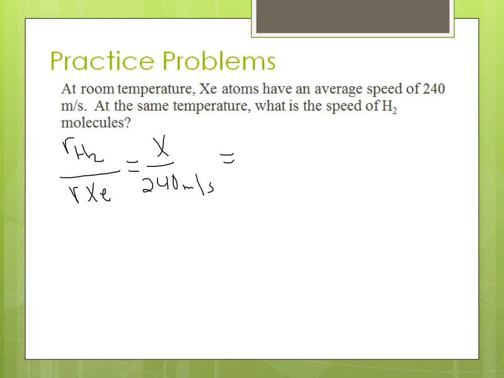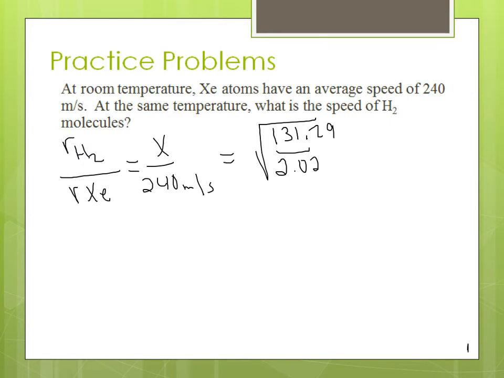Now that would be equal to the square root of, the rate of xenon is on the bottom, so the molar mass of xenon is going to be on top. So you simply look at the periodic table to get the mass, and it is 131.29. And up on top here I have hydrogen, so I need the molar mass of H2 on the bottom, so it's approximately 2.02 grams per mole. Grams per mole over grams per mole is going to cancel. We'll be left with meters per second out here.